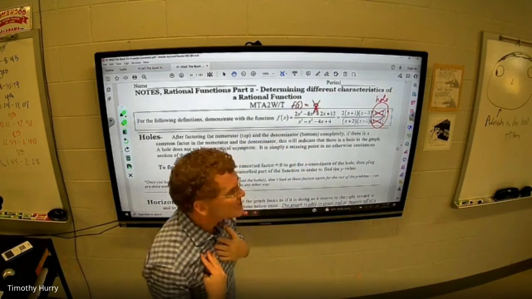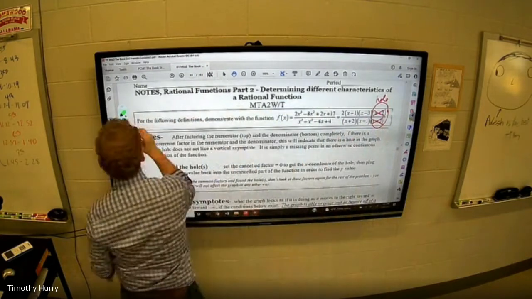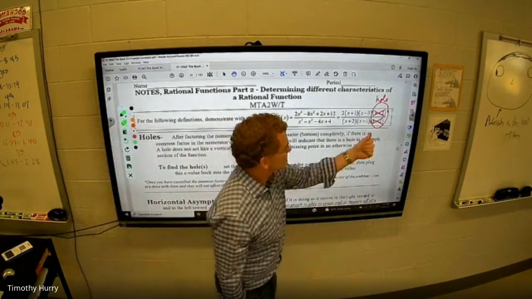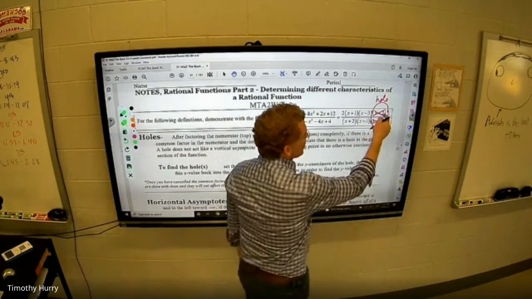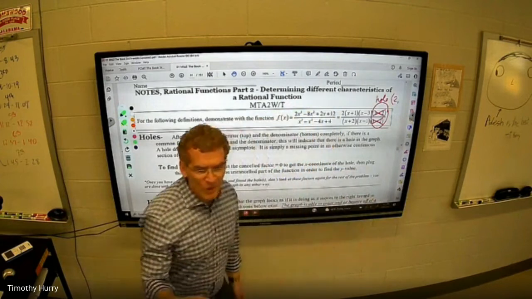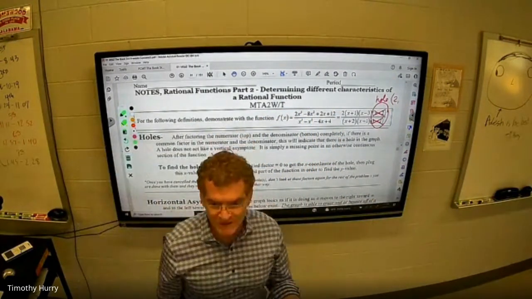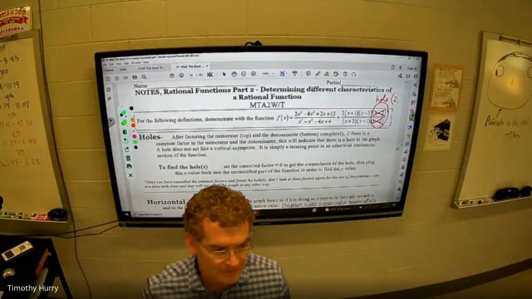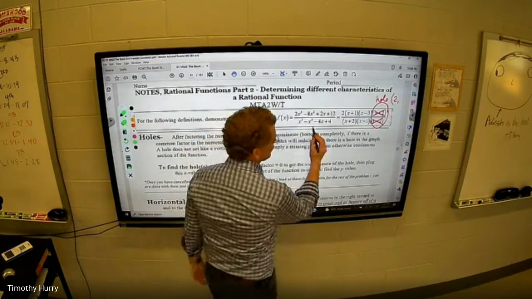Now, what I know from this is that my hole has an x value of, anybody? 2. Kind of like you did, set it equal to 0 and solve. The hole has an x value of 2. But I need to know the y value that goes with it. How do you always find y values if you know x values? Plug it back in. Now, if I plug it back in here, what do you think you're going to get?